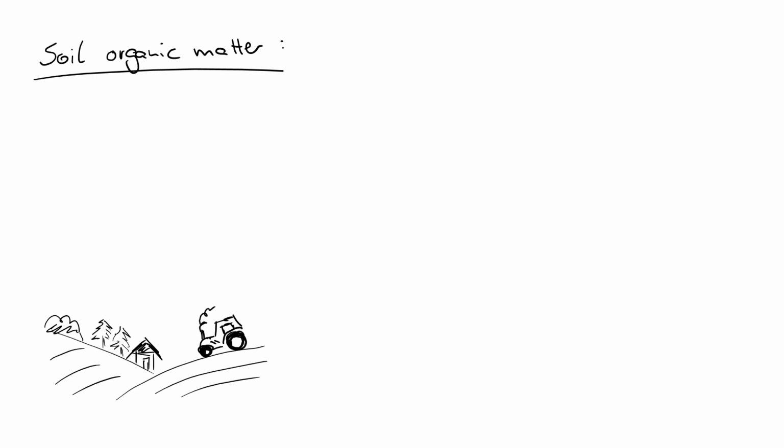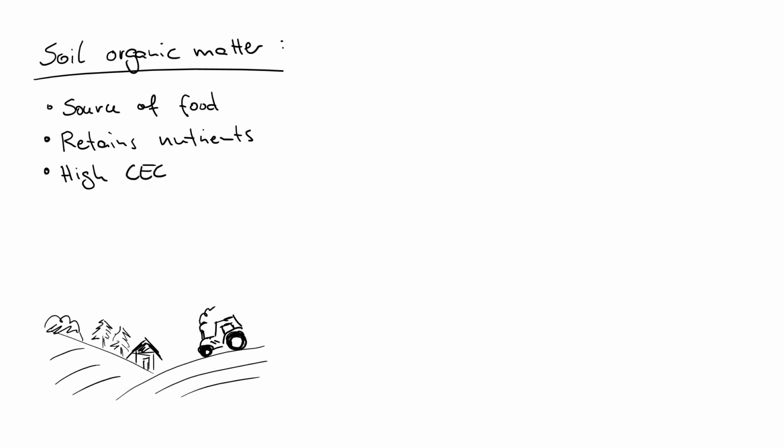Today we want to talk about soil organic matter. Almost all life found in soils depends on organic matter for energy and nutrients in one way or the other. It is really important for retaining nutrients and also for retaining potentially toxic organic and inorganic substances. It has high cation exchange capacity. And not only that, it has higher cation exchange capacity than most clay minerals.